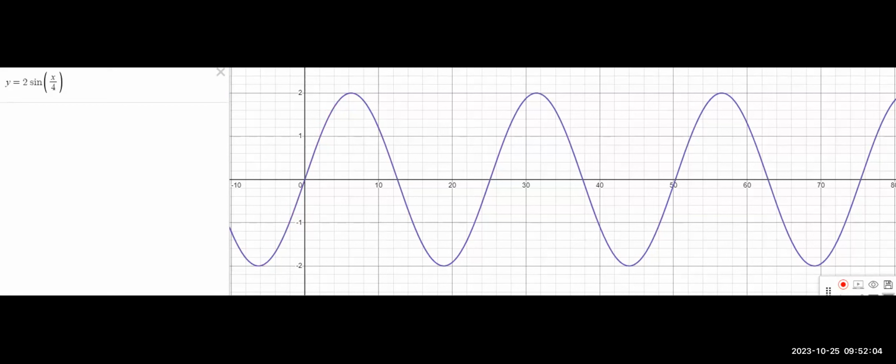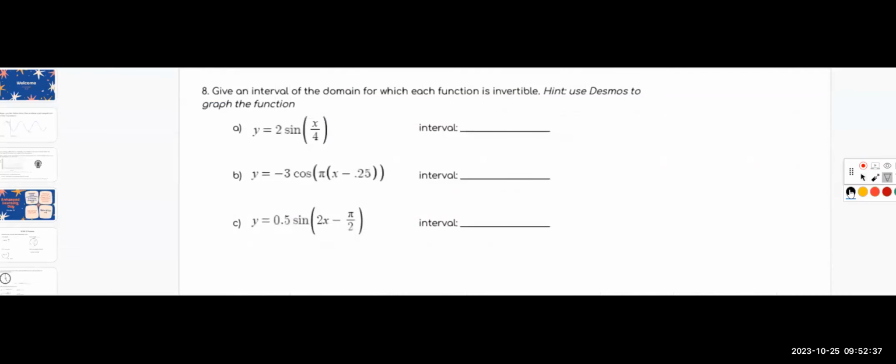We could also go from here to here. Right? This passes the horizontal line test and it includes all the values from -2 to 2. So that would be 2 pi to 6 pi. Okay, because for this function we're giving an interval of the domain of this function, so use x coordinates. And so these answers can vary.